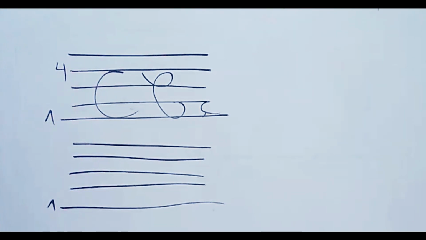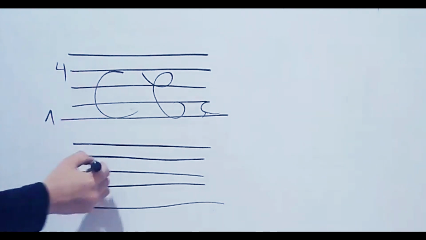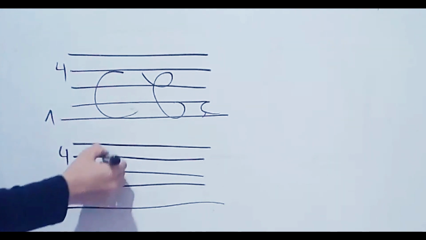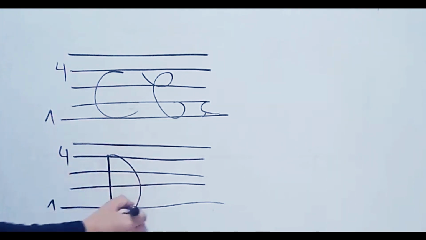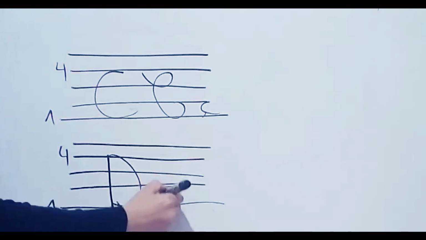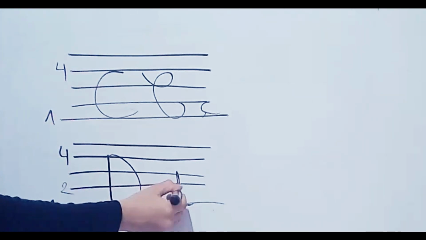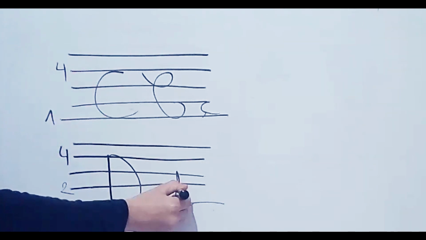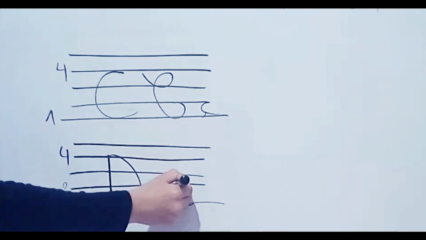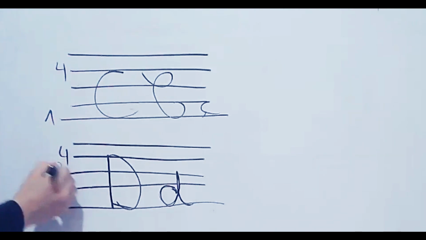D now, capital letter D, from the fourth line to the first one. This is D. Now the small letter D, like this. From the second line to the first one, and then to the third one, and then down.